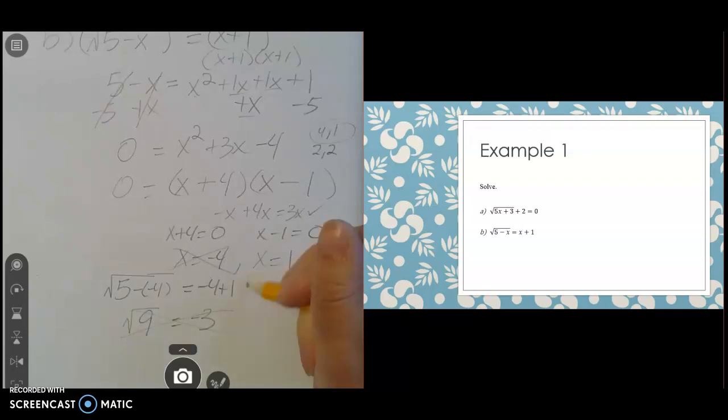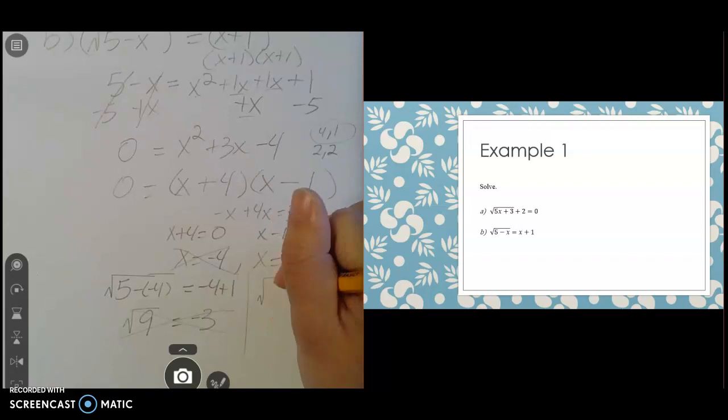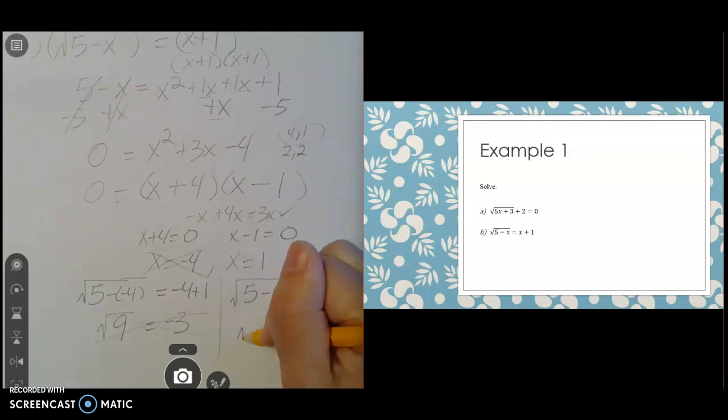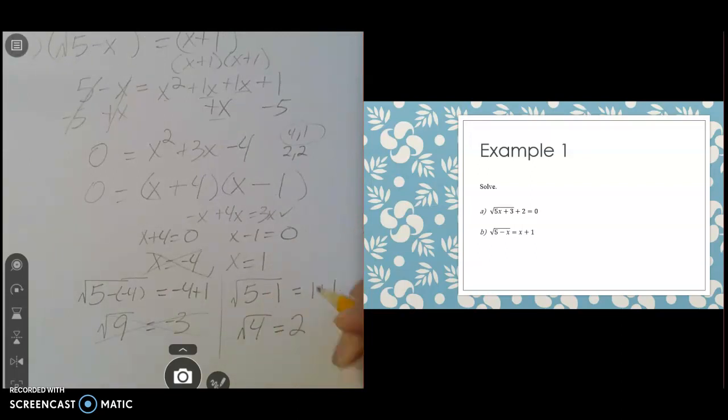Let's check x is 1. So I'm going to have the square root of 5 minus x, so 5 minus 1. And I'm going to see, does that actually equal x plus 1, so 1 plus 1. Well, 5 minus 1 is 4, so I would have the square root of 4 on the left side. 1 plus 1 is 2. Is the square root of 4 equal to 2? Yes, it does. So x equals 1 is the only answer to this equation.